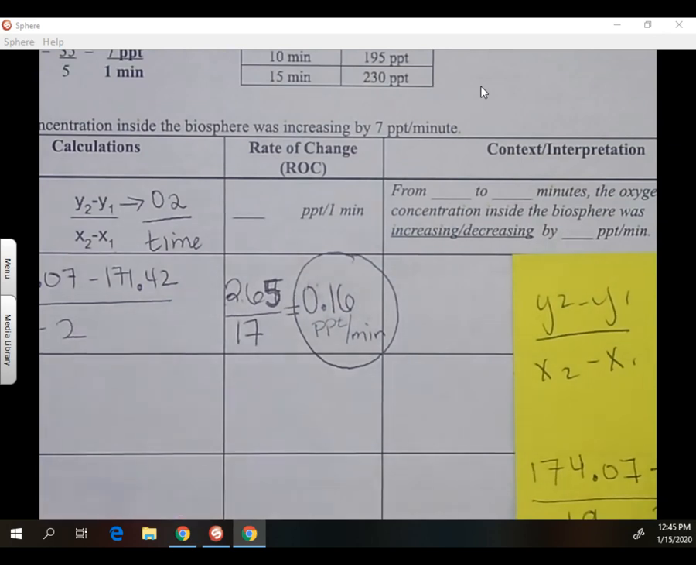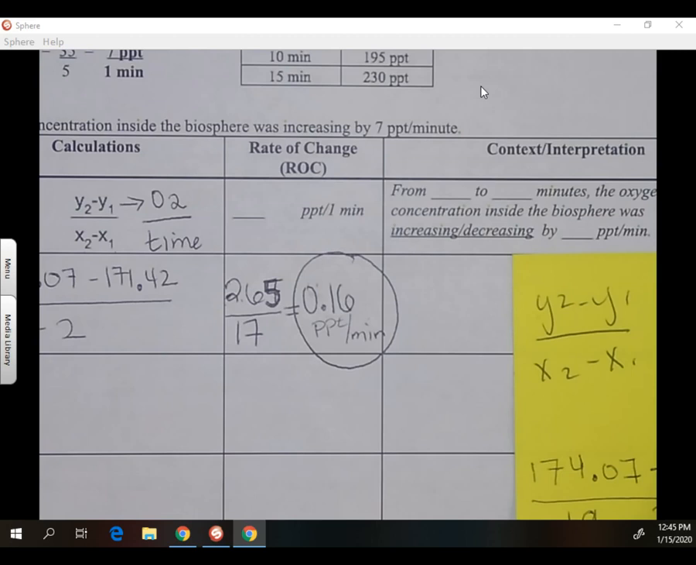So that means that every minute I did my experiment, and we did our experiment for 30 minutes, every minute that we experimented in this segment right here, we got 0.16 parts per thousand per minute. That is the rate that we're going to be using when we compare our data to other sets.